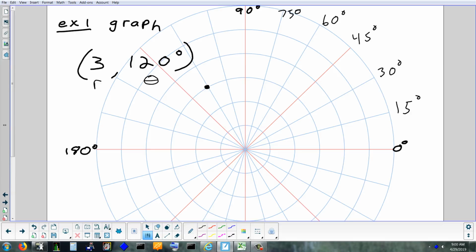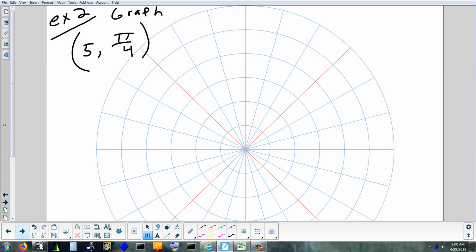Okay, so that was a positive radius, positive angle. Let's look at another positive, but what's different about my angle this time? Yeah, it's a fraction. What else is different? It's in radians. If you're comfortable with radians, you don't need to change it. If you can do the problem with it in radians, just go for it. But if you're not sure what it is, you might want to change it.